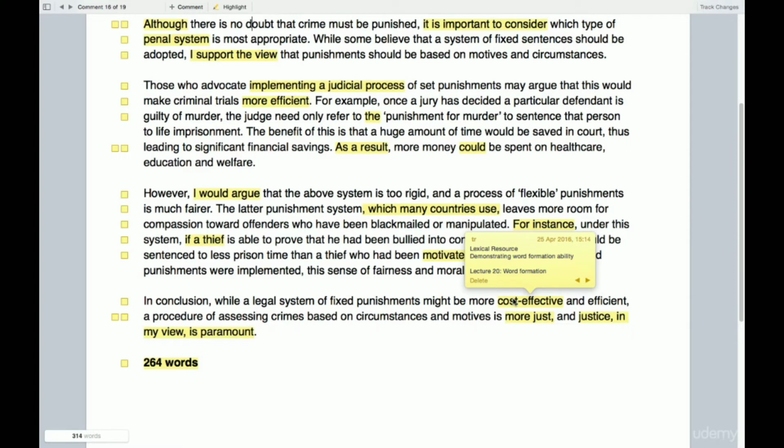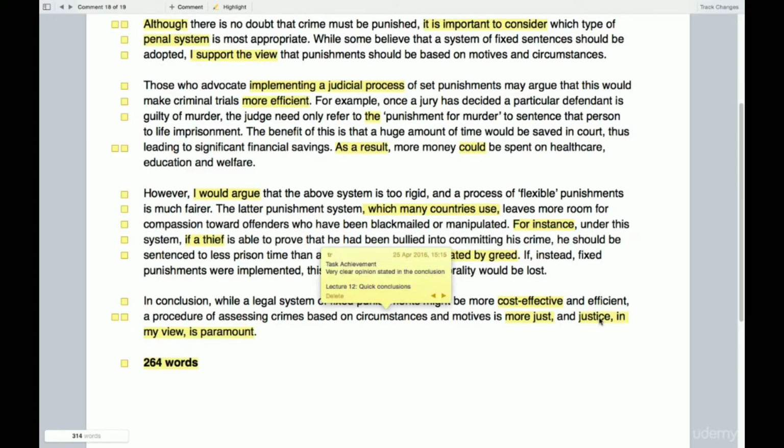Cost-effective. This demonstrates our ability to form words accurately and effectively. And you can learn about word formation in Lecture 20, which is important for lexical resource. More just, comma. Notice the comma here, that's what we want to focus on. Punctuation is a very important aspect of grammatical range and accuracy, and you can learn about punctuation and how to use it accurately and effectively in Lecture 24.